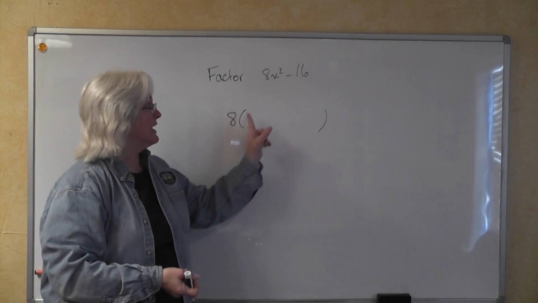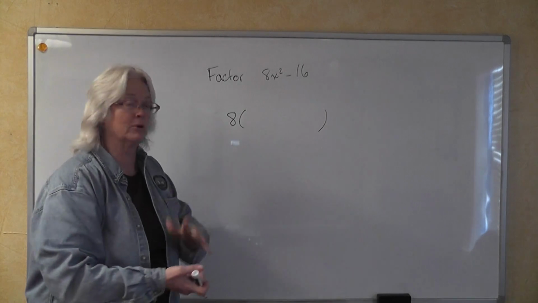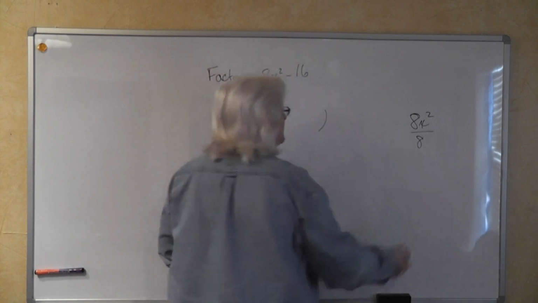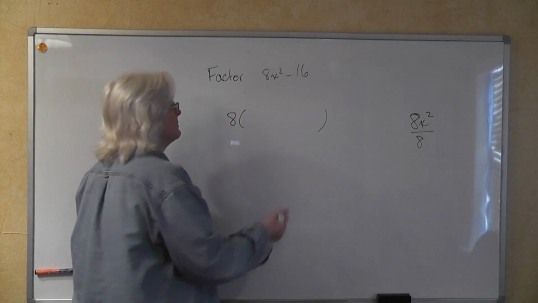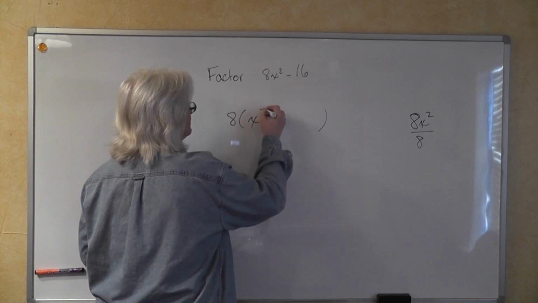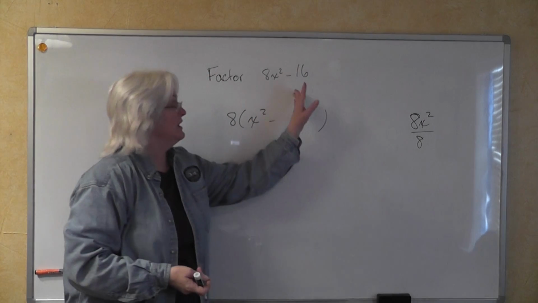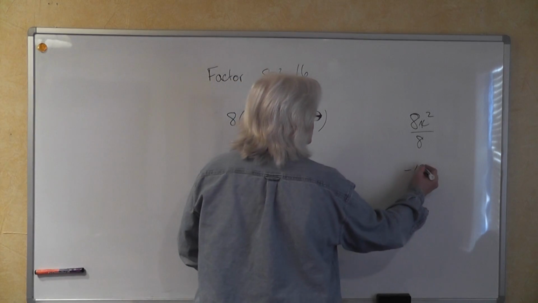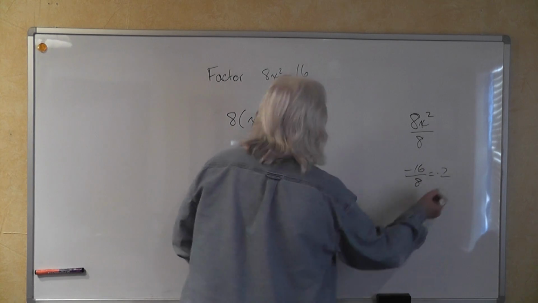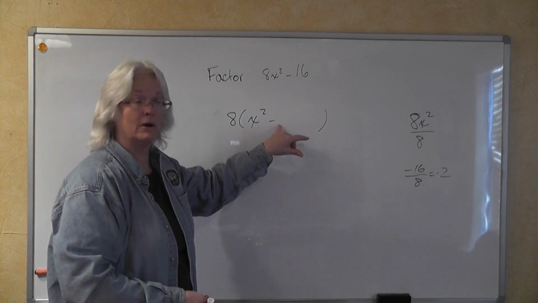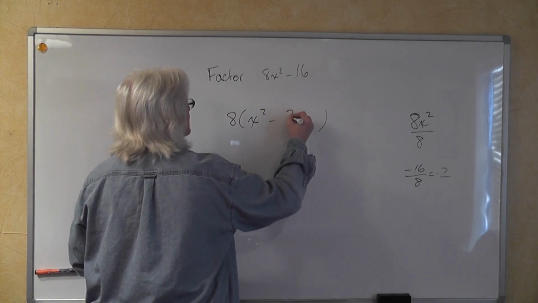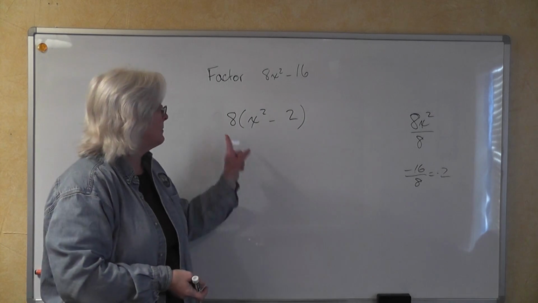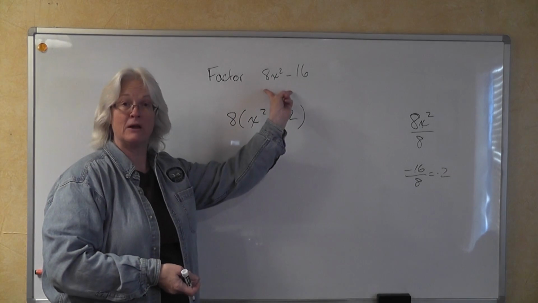If I'm factoring out an 8 from 8x squared, what I'm really doing is dividing. What is 8x squared divided by 8? 8x squared divided by 8 is x squared. Now, what is a negative 16 divided by 8? Negative 16 divided by 8 is negative 2. So we have x squared minus 2. And we have now factored out our common monomial factor from this binomial.